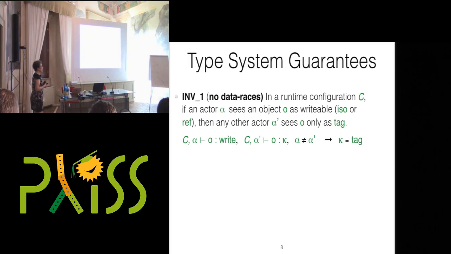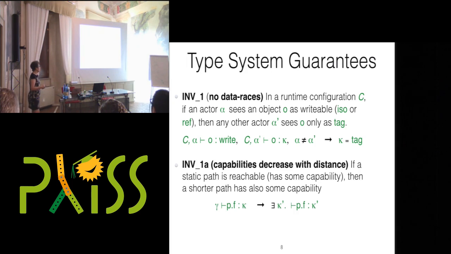The first one is the one that we saw yesterday, which says there are no data races. So again, if in a certain configuration some actor thinks that they can write in an object, and another actor thinks that they can see an object, so they have got a path to that object with a certain capability kappa, and they are not the same actor, then the second actor can only see it as tag. So if somebody can write into an object, other people can use the identity of the object, but they cannot go inside the object, and they cannot do anything much with that object. So that's the first guarantee.